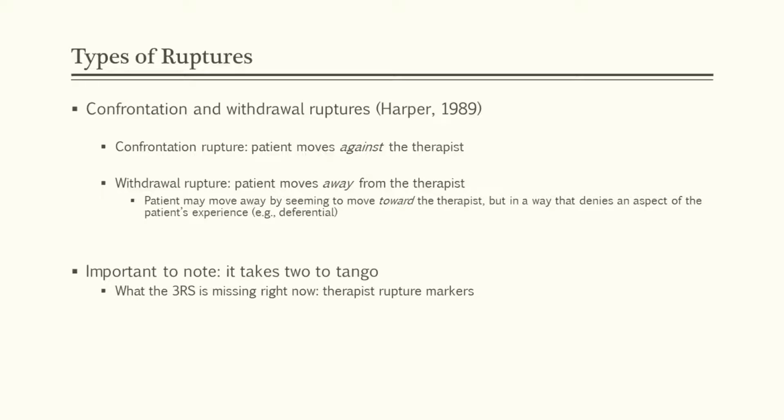Then there are also withdrawal ruptures, which are usually more subtle. This is when the patient is moving away from the therapist. And this could be the patient going silent, the patient changing the topic, trying to get away from what they're talking about. It can also include the patient moving away by seeming to move toward the therapist, but in a way that's not really true to the patient's experience. So for example, a patient who's actually not happy with what is going on in therapy, but doesn't want to upset the therapist, and so the patient acts overly deferential. That would be another example of a withdrawal, because the patient is really moving away from working collaboratively with the therapist.